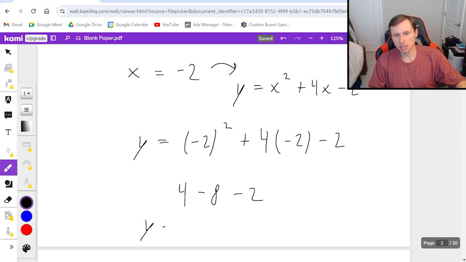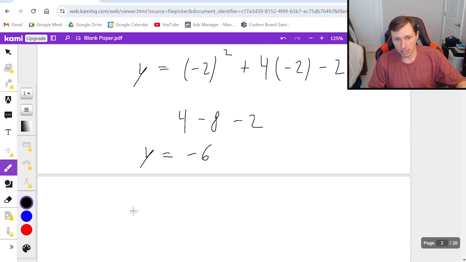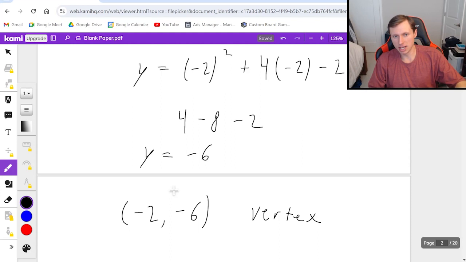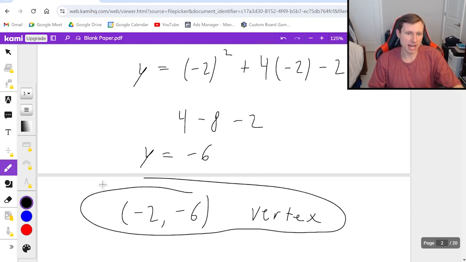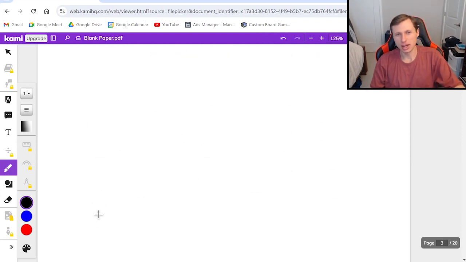So that's going to be y equals negative 6, giving me a final answer of negative 2 comma negative 6. This is my vertex, because remember, it's always x comma y. So negative 2 comma negative 6. And that's it for this first one. Now we've got 2 more to look at. I encourage you to try them on your own first, pause the video, and if you get stuck, look at my screen for the solution.